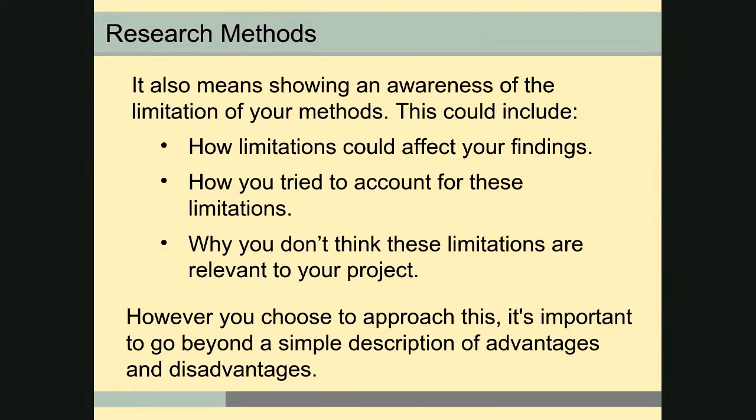Is there something that you've done? If you've decided to do participant observations and you've correctly identified that there is a researcher bias effect, where your presence is likely to change the behavior of the people in the setting, what are you going to do to try and account for that? Is there anything you can do? And in some cases, it's about talking about why you actually don't think those limitations are relevant to your project.